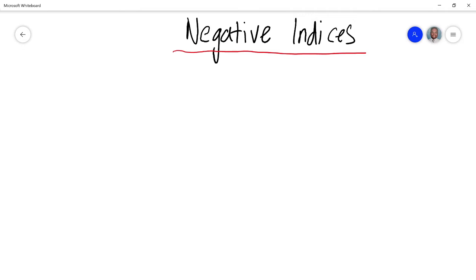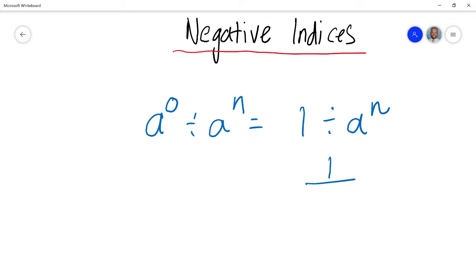Now let's say, for instance, you've got a to the power 0 divided by a to the power n. You can see that is the division rule, or in other words, you subtract your powers. Now we know very well a to the power 0 is 1. So that's 1 divided by a to the power n. And technically, that's the same as 1 over a to the power n, because that's how we are dividing.